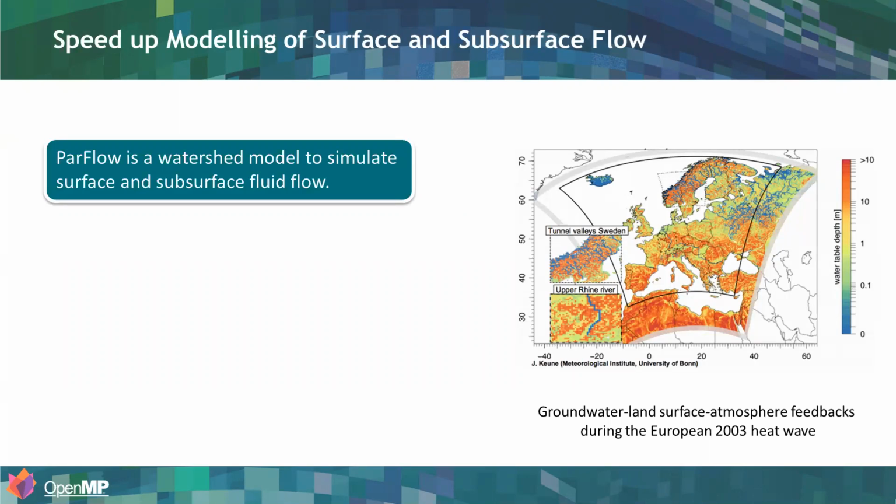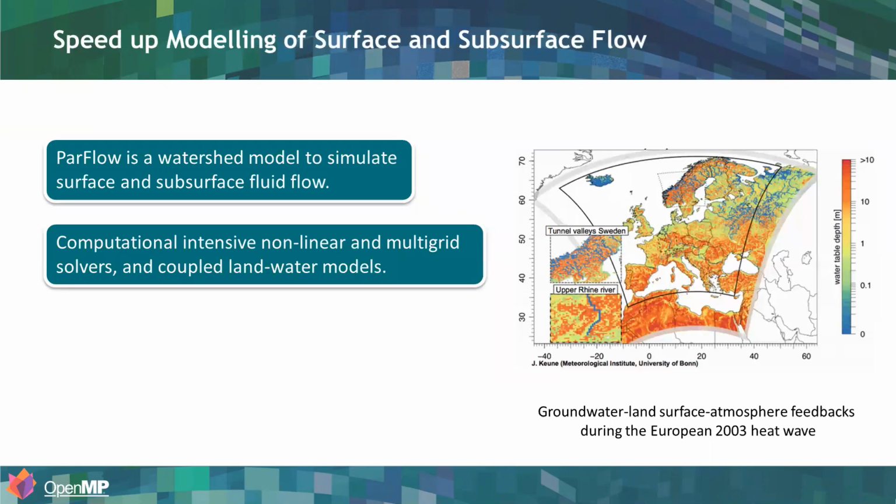This has been done with the software ParFlow, which is a watershed model to simulate surface and subsurface fluid flow. So watersheds that include rivers and valleys, and subsurface also caves. This software uses nonlinear and multi-grid solvers, which are quite computationally intensive, and also couples land and water models, as in the example on the right-hand side, where the water and surface are coupled.